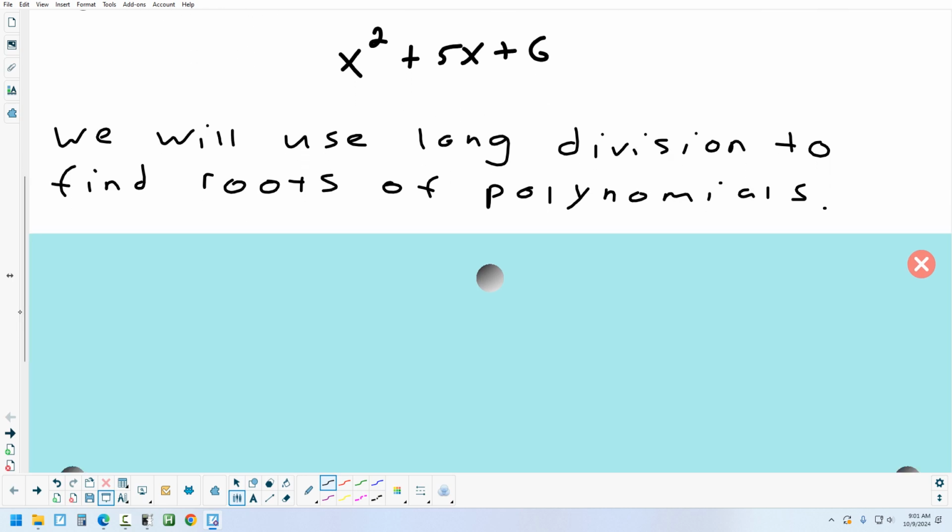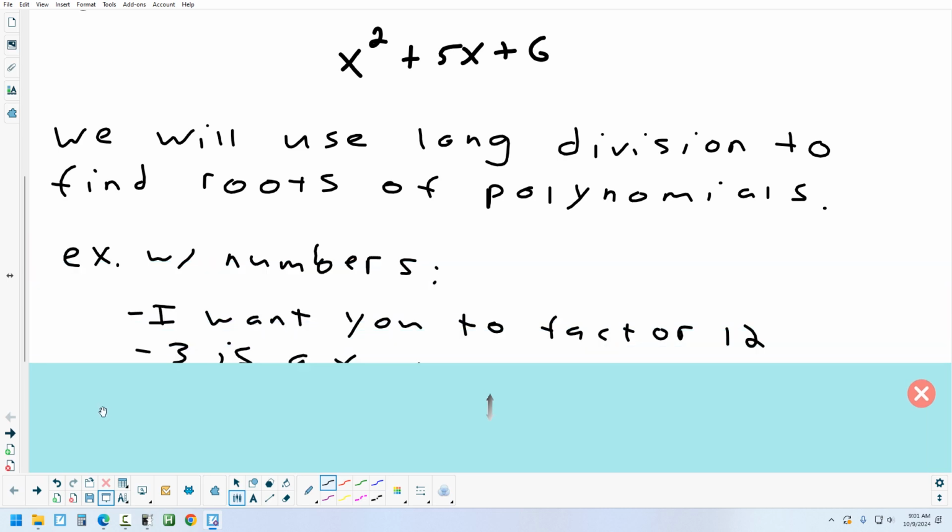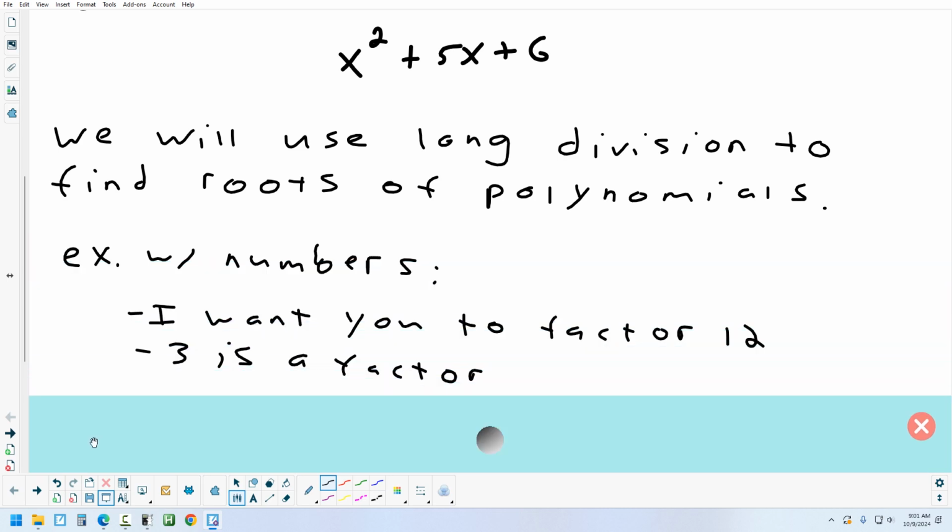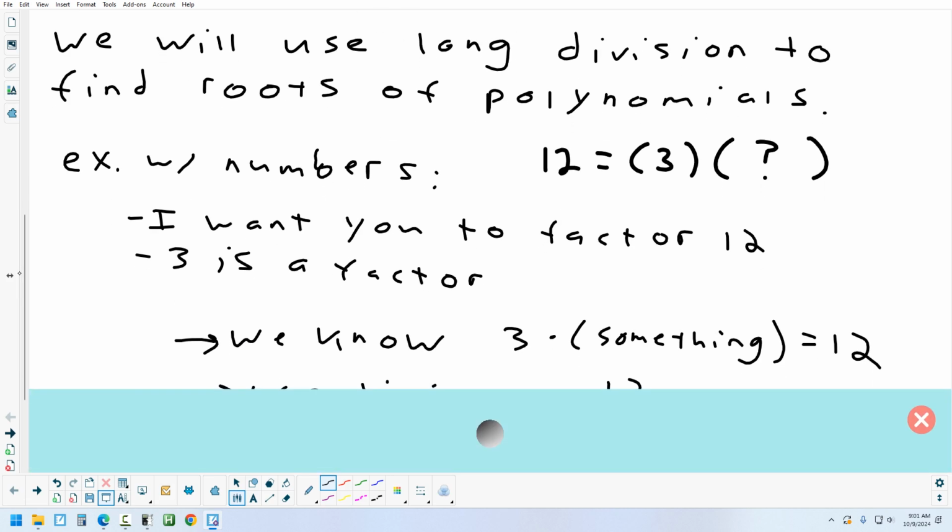So let me show you an example with just numbers first, not a polynomial with letters. Let's say that I want you to factor the number 12. That means I want you to write 12 as a product of 2 numbers. And I'm telling you one of the numbers I want you to use is 3. How could you figure out the other factor of 12 if you know that 3 is one of them? Like how could you figure out the question mark? Divide 12 by 3. Yeah, you could just divide each side by 3, and you would get 4.